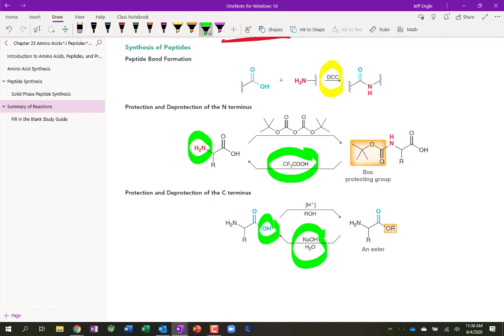All right, that's basically it for this chapter. If you go in the textbook, there's a bit more talking about proteins. However, we're really limited on time, so I'm really going to stick with the basics of amino acid synthesis and peptide synthesis. Good luck studying.